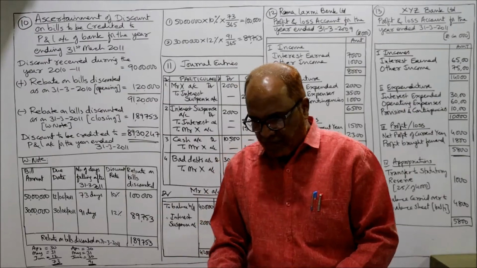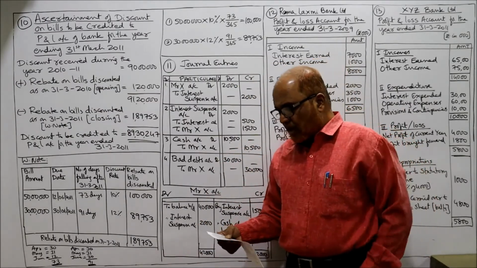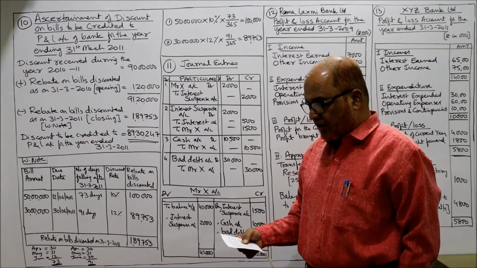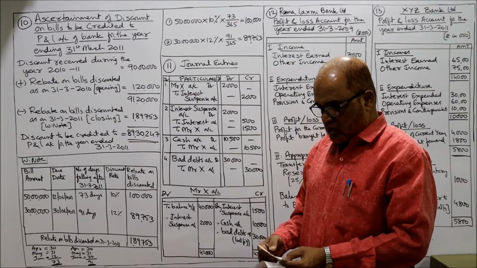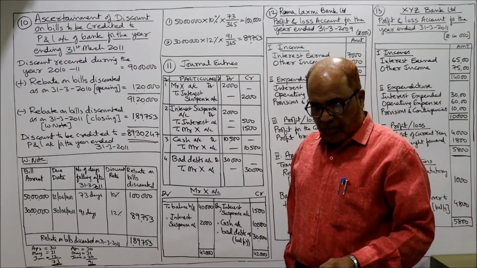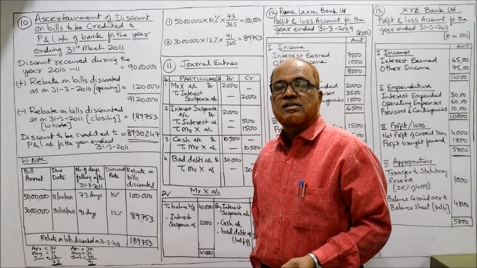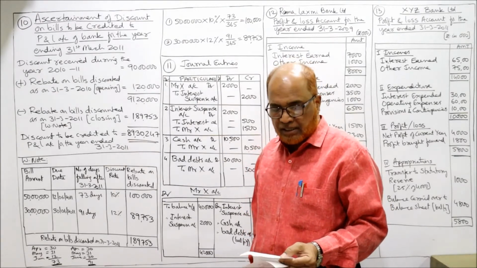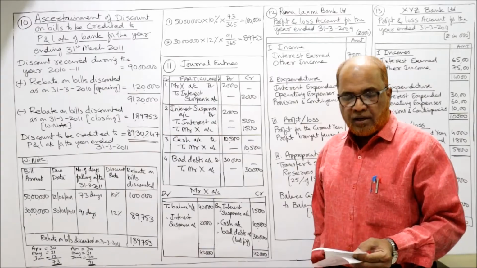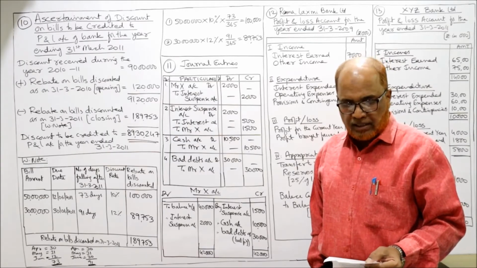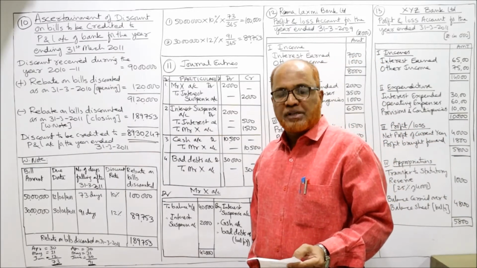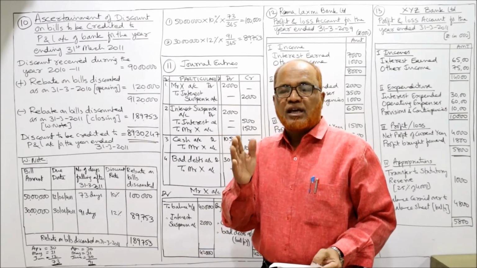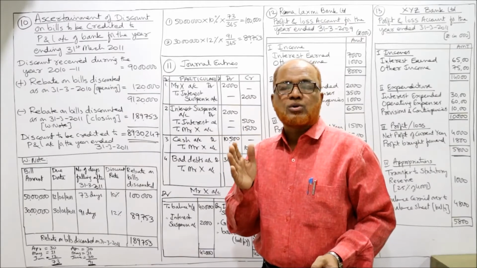Problem number 10. From the following, ascertain the amount of discount on bills purchased to be credited to profit and loss account of a commercial bank for the year 31st March 2011. So what is given in the problem is we have to find out how much is the discount income to be credited to profit and loss account for the year ended 31st March 2011. Discount received during the year 90 lakh. Rebate on bills discounted as on 31st March 2010. Actually our year end is 31st March 2011.